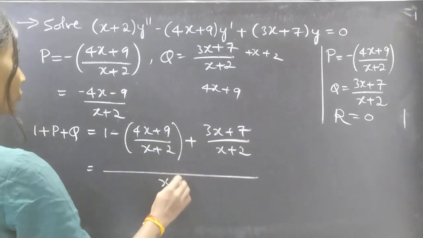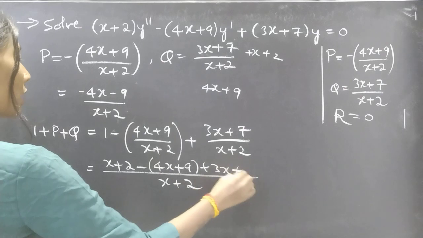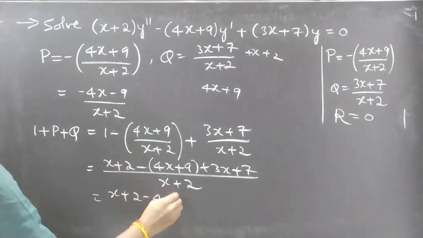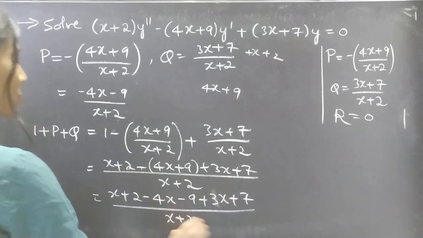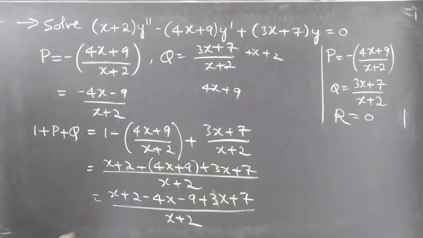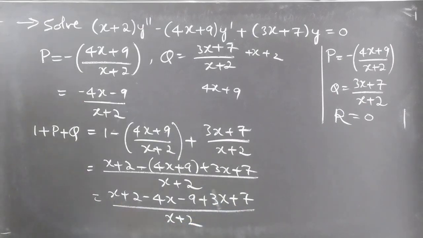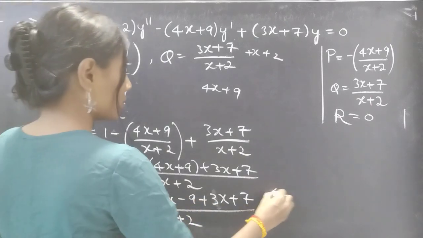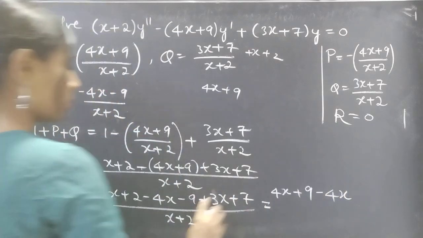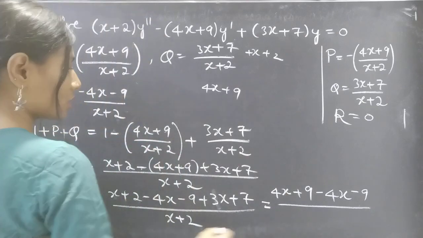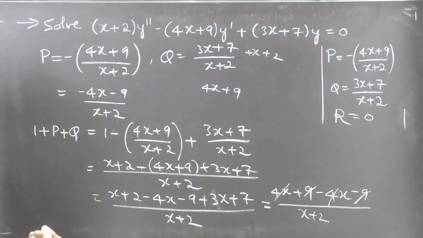Now take the LCM. We'll get (x plus 2) minus (4x plus 9) plus (3x plus 7), which equals (x plus 2 minus 4x minus 9 plus 3x plus 7) by (x plus 2). See, we got x plus 2 here in the numerator. This x and 3x becomes 4x, and 2 plus 7 becomes 9. We'll get 4x plus 9 minus 4x minus 9 by x plus 2. Then 4x minus 4x gets cancelled, 9 minus 9 gets cancelled, and we'll get 0 by x plus 2, which is 0.